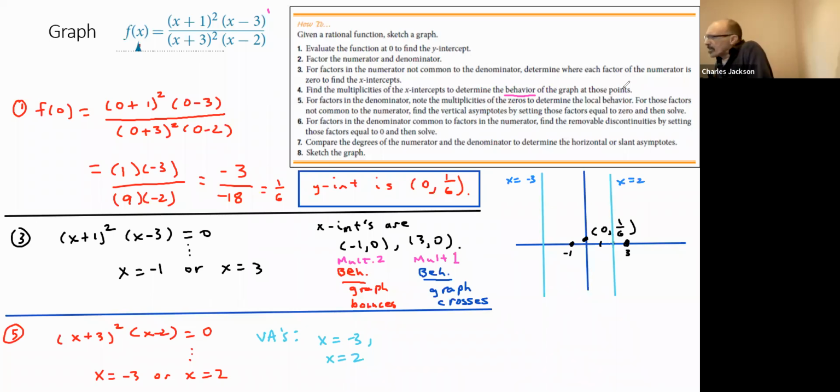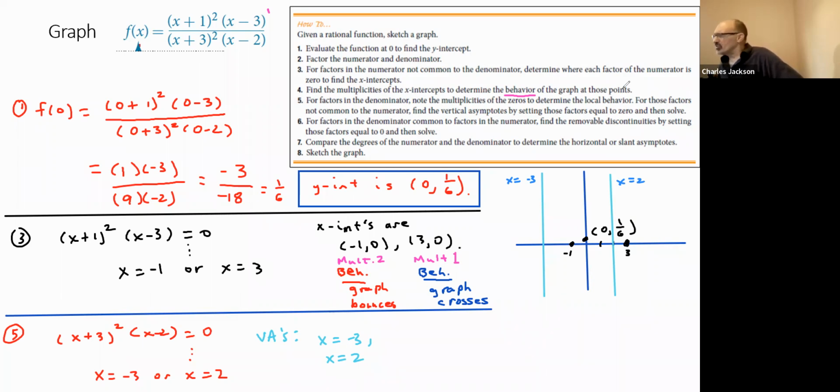Okay. For factors in the denominator common to factors in the numerator, find removable discontinuities. Those are breaks in the graph that can be defined away. They can be removed by just making a slight modification in the definition of the function. But we don't have any of those on this problem because there is no factor common to the numerator and denominator.